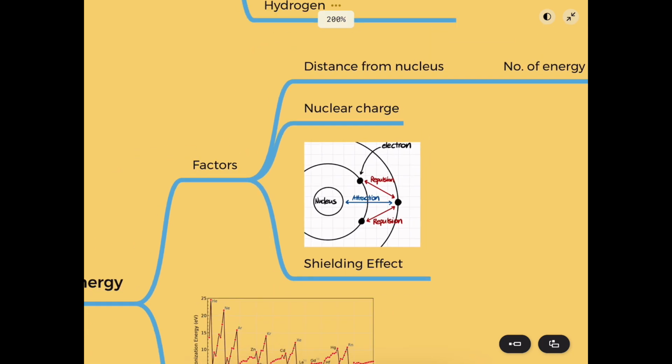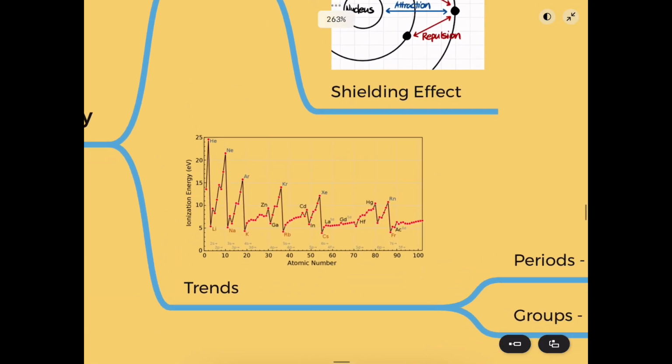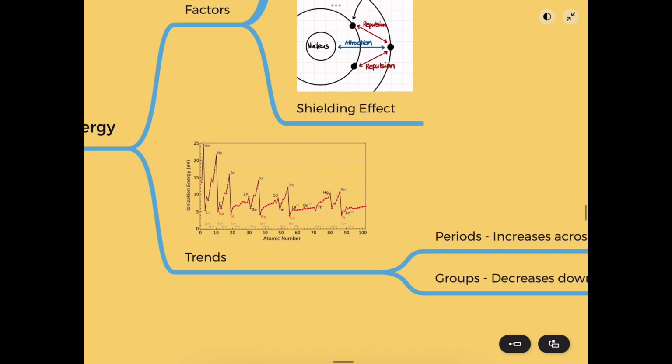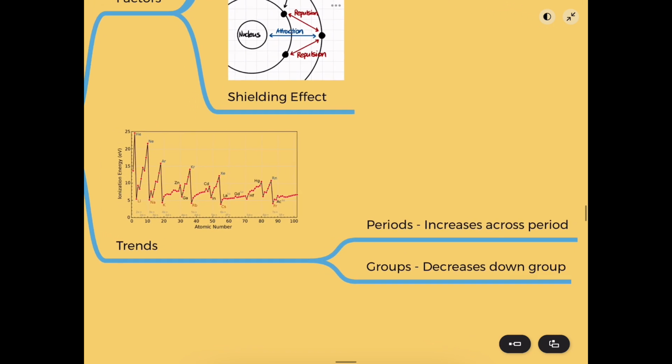So the general trend for first ionization energy, the energy needed to remove the outermost or highest energy electron from a neutral atom in the gas phase, is that it increases across a period and decreases down a group. In the same period with the same number of energy levels, the shielding effect and the distance are similar between elements, but the nuclear charge increases as we progress through a period, thus increasing ionization energy.